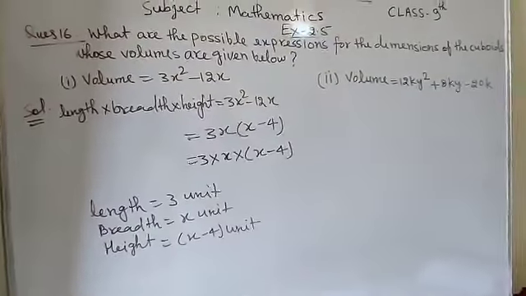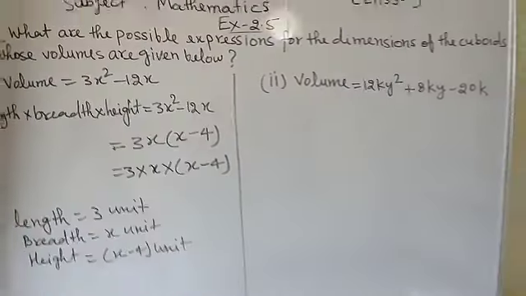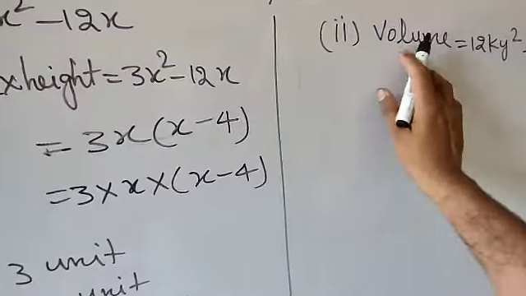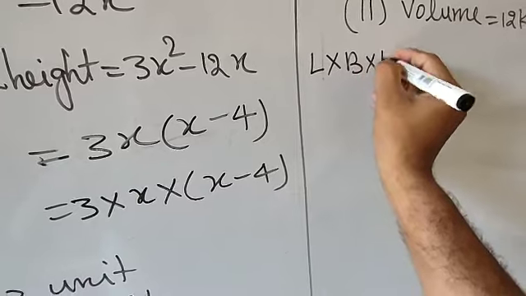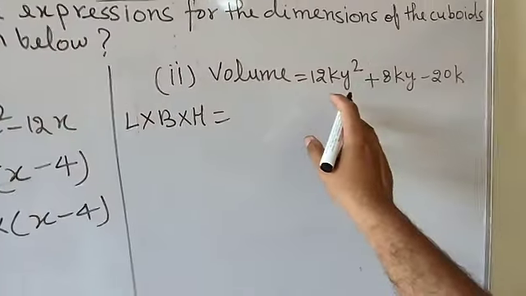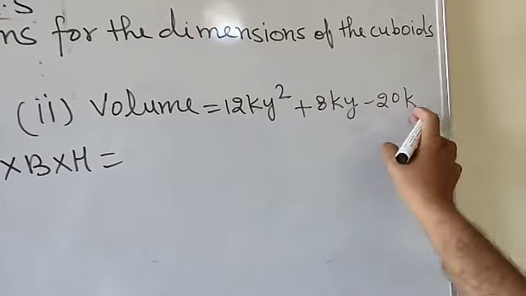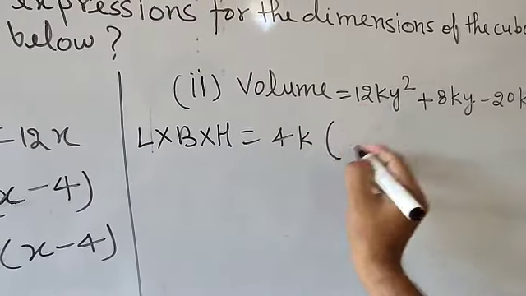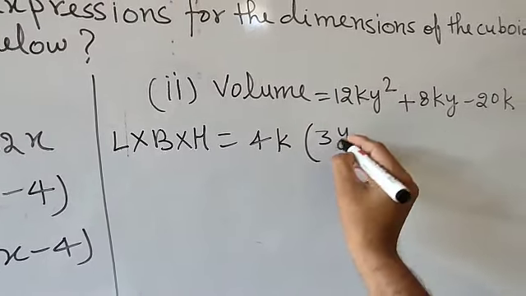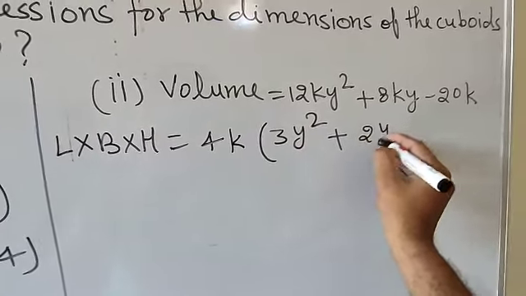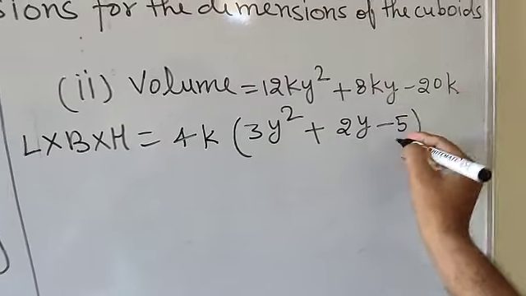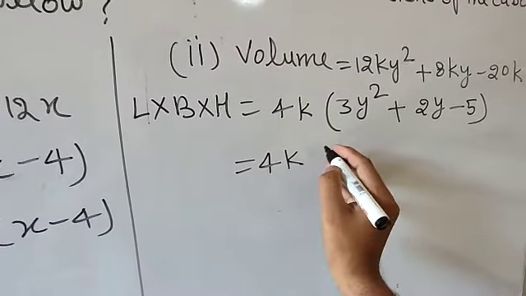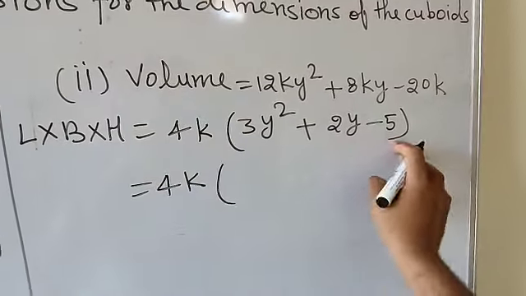Now similarly you need to find the length, breadth and height in the case of the second, where the volume is given. It means volume equals length into breadth into height, L into B into H. Here first you will search for the common term. Here it is k and k, and in the numbers you can take 4 as common. So if I take 4 and k as common, it will be 4k times 3y square plus 2y minus 5. Here it is a quadratic polynomial, so it can be factorized.